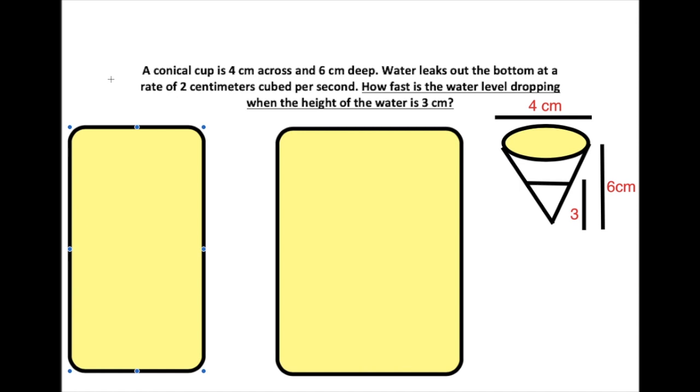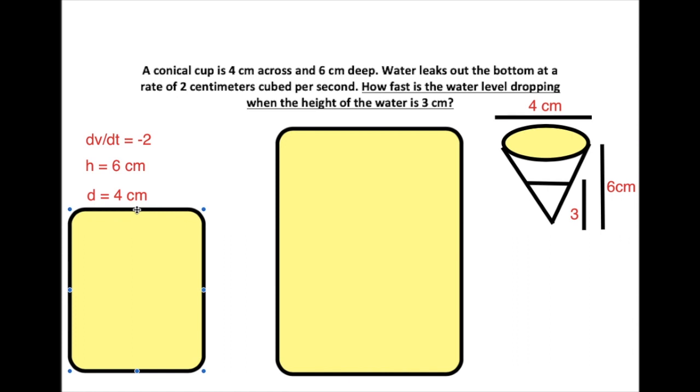Given the volume of the water in this funnel is decreasing at a rate of 2 centimeters cubed per second, and since the water is decreasing, that number turns negative. By reading this problem, we know that the height of the cup is 6 centimeters and has a diameter of 4 centimeters. We are trying to solve for the rate of change when the water is at 3 centimeters. So how do we find the rate at which the water level changes if we are given the change in the volume?